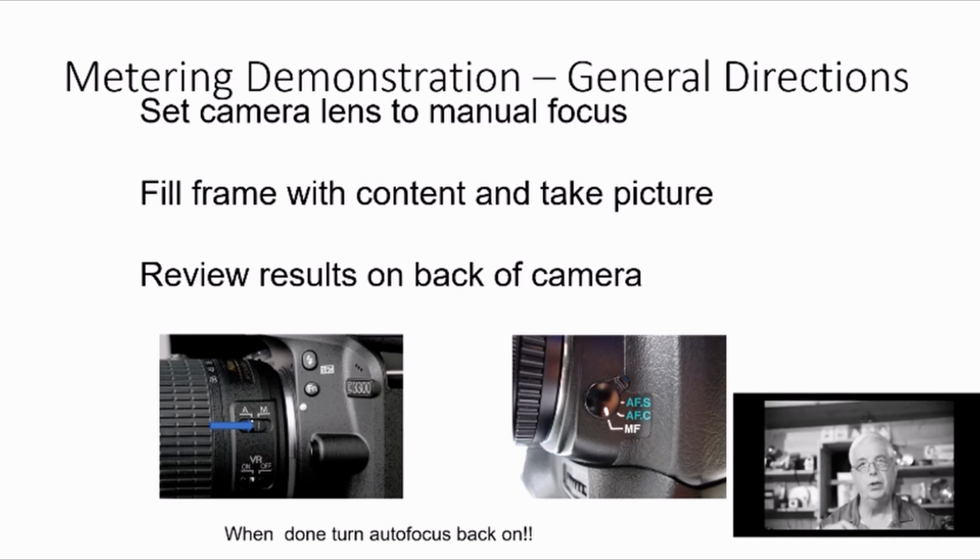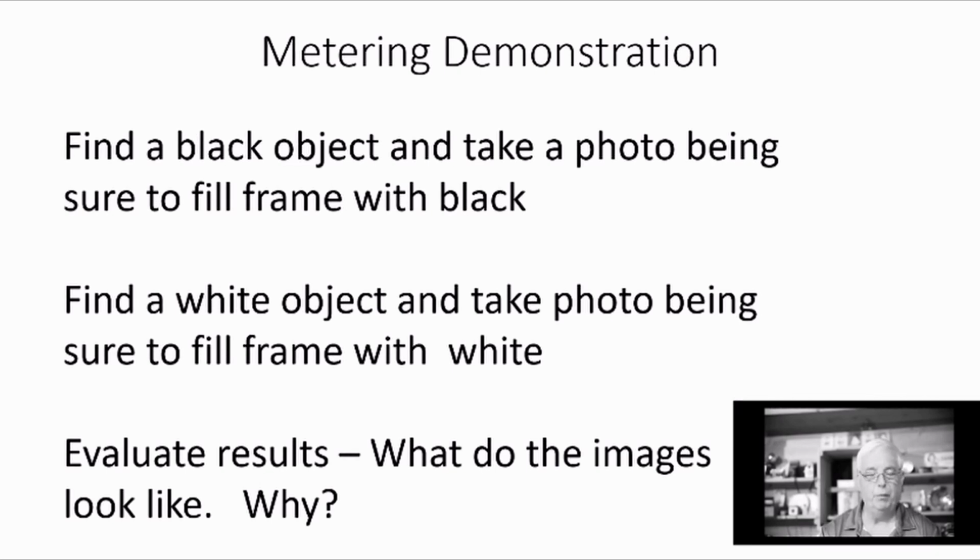And then I want you to look at what pops up on the back of the camera. First photograph I want you to take is a black object. And I want you to take a photo of a completely black object and be sure to fill the frame with the black. Then I want you to take a second photo of a white object. For my example, I happen to use the ceiling, which is painted white.